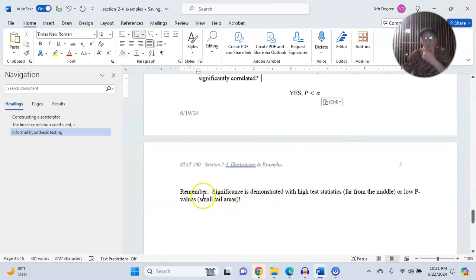So the upshot here, remember the takeaway. Significance is demonstrated with either high test statistics, in this case the test statistic is R, or low p-values. A high test statistic is one way of saying that you're far from the middle, or a low p-value means that since you're far from the middle, you're cutting off a very small tail area.